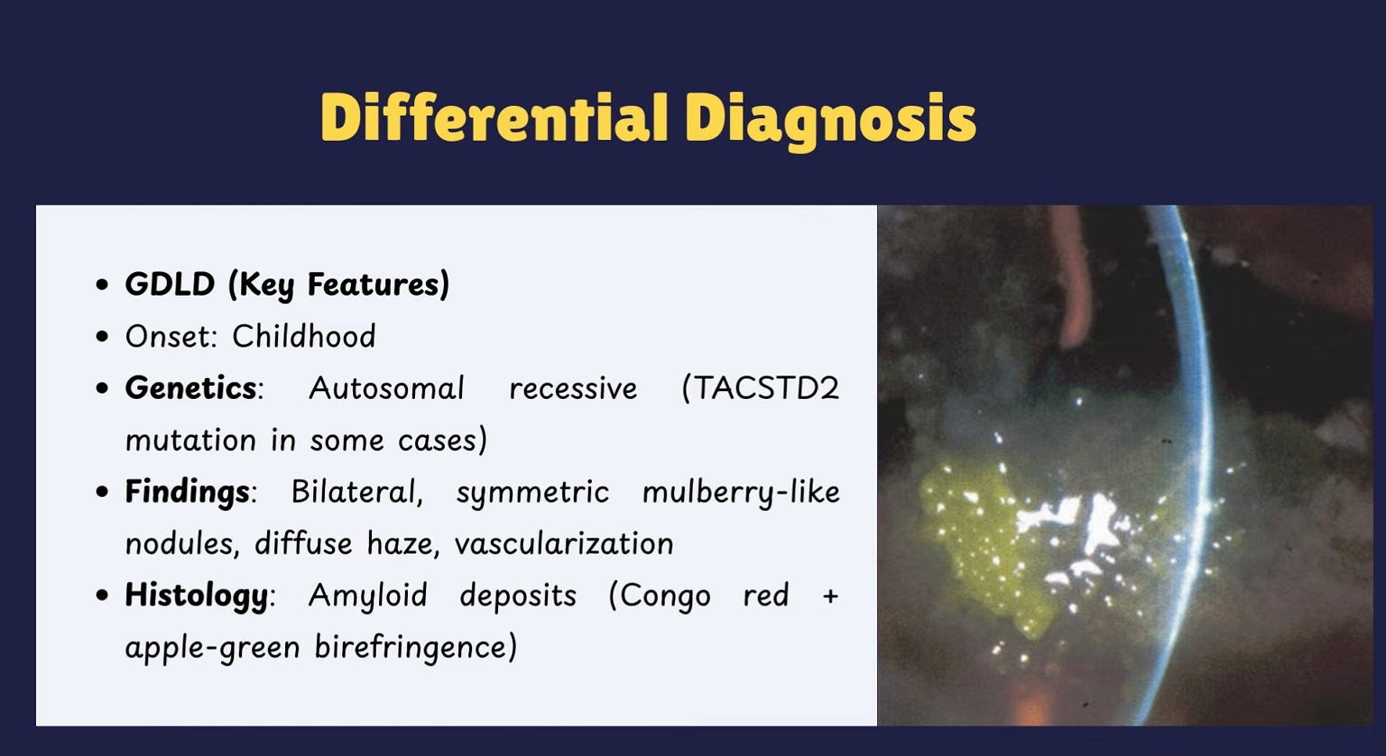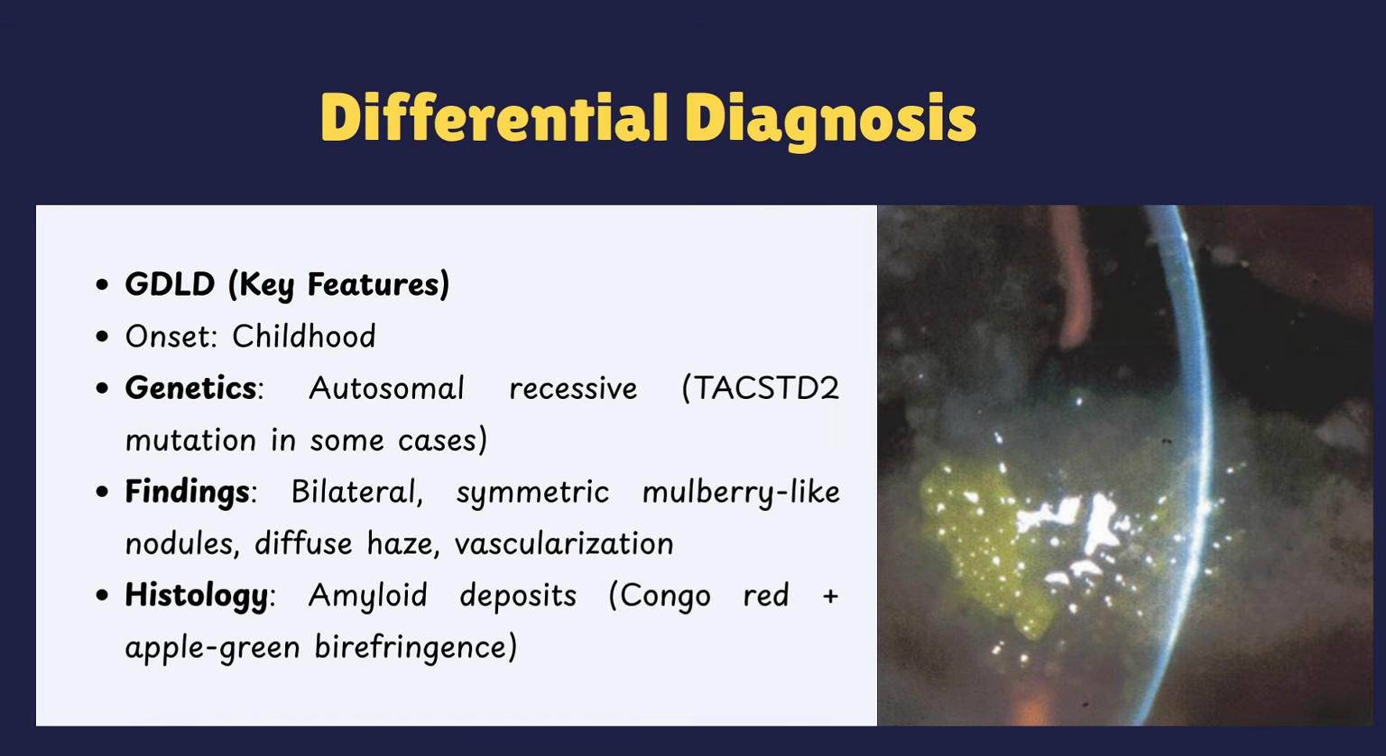Now, let's talk about the differentials of the gelatinous drop like corneal dystrophy, because this is an area where examiners love to confuse us. Clinically, the GDLD gives you those mulberry like yellowish subepithelial nodules with amyloid deposition. But what else can look similar? Let's compare.